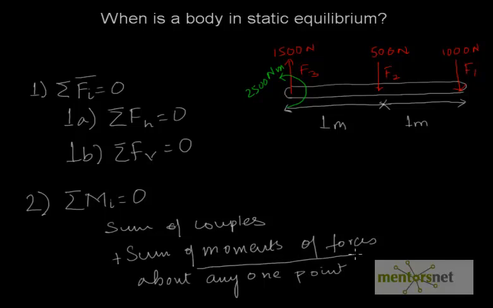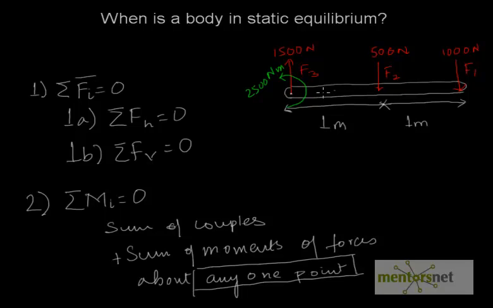Now carefully see what this any one point means. To calculate the moment of a force, you have to decide a point on a body, and the moment is the product of the force and the perpendicular distance between that force and the point. Now what we are saying over here is that this any one point can be any point on the body or even outside the body.